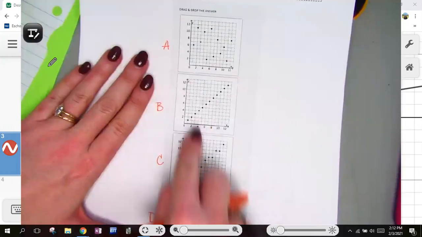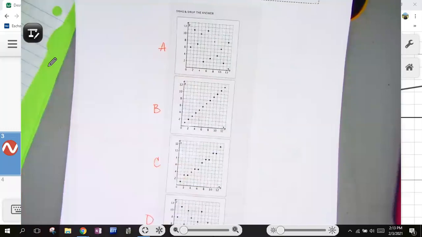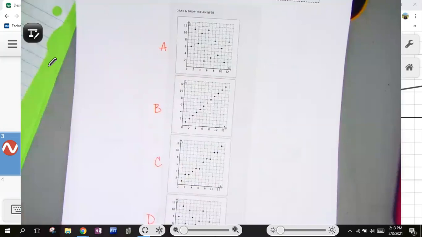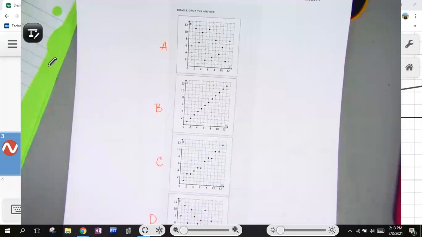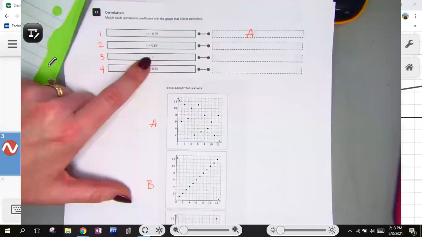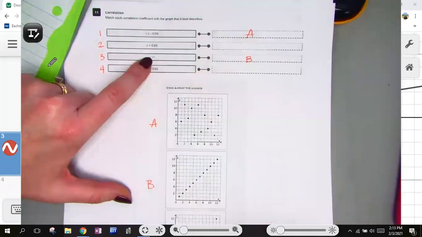They're both strong, real close, tight together. Okay, between these two, which one do you think is stronger? B. Why is B stronger than C? It's closer to a straight line, right? C is more spread out. Not a lot, but it is more spread out, right? Okay, so B should be with what correlation coefficient? 1. So that would mean C would have to be what?